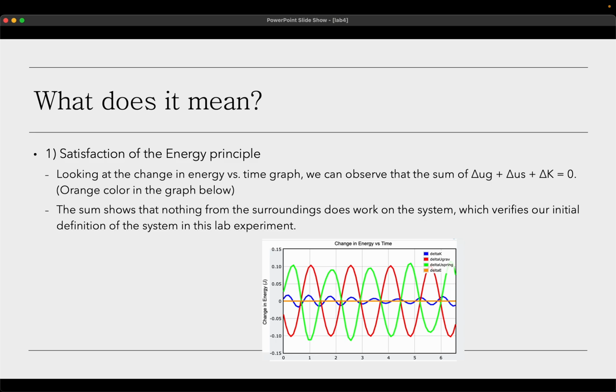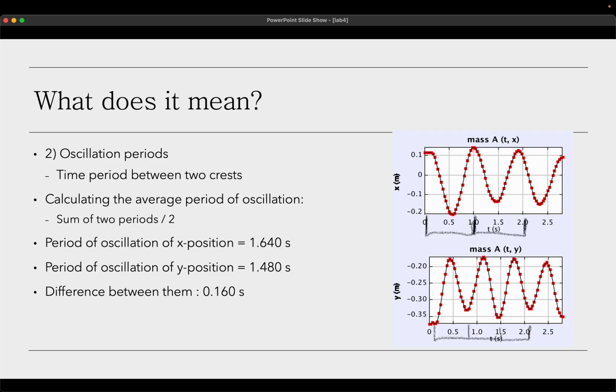Satisfaction: we have satisfaction of the energy principle. Looking at the change in energy versus time graph, we can observe that the sum of all of the energies equals 0. This is the orange line here. The sum shows that nothing from the surroundings does work on the system, which verifies our initial definition of the system in this lab experiment.